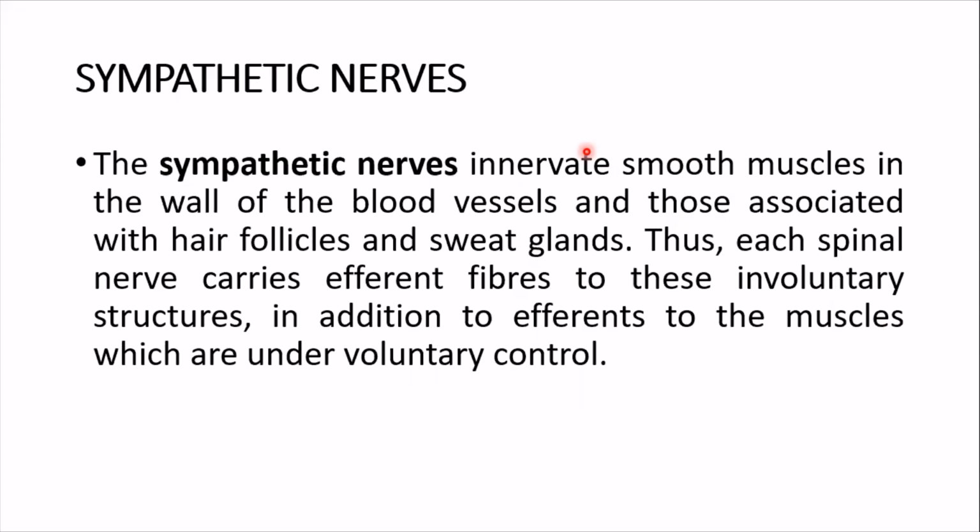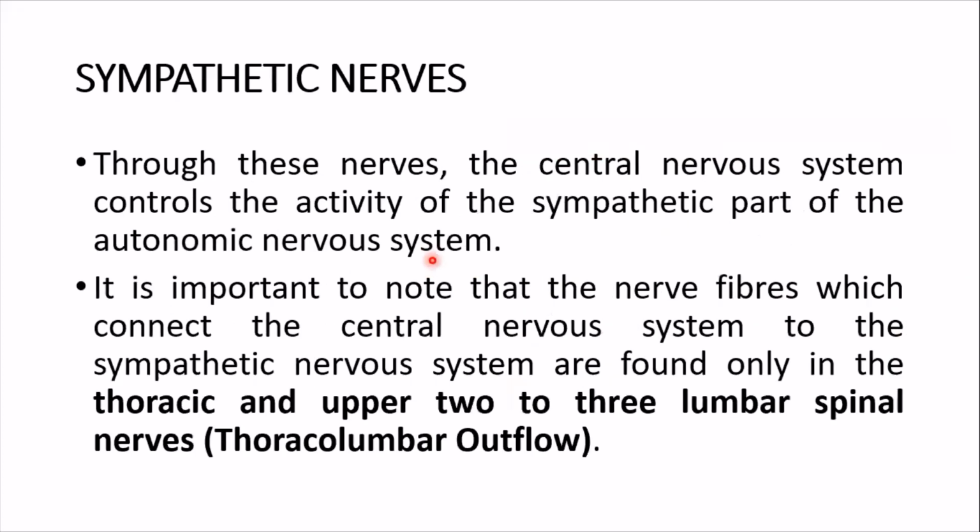Now the sympathetic nerves innervate smooth muscles in the wall of the blood vessels and those associated with the hair follicles and the sweat glands. Thus, each spinal nerve carries efferent fibers to these involuntary structures in addition to efferents to the muscles which are under voluntary control. So through these nerves, the central nervous system controls the activity of the sympathetic part of the autonomic nervous system. It is important to note that the nerve fibers which connect the central nervous system to the sympathetic nervous system are found only in the thoracic and upper 2 to 3 lumbar spinal nerves, thoracolumbar outflow. We repeated this many times.